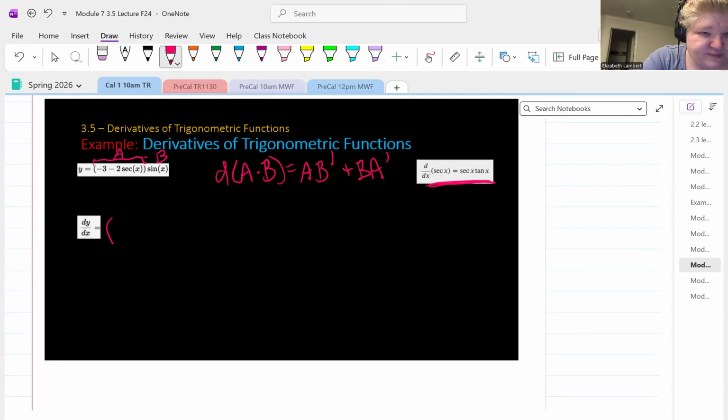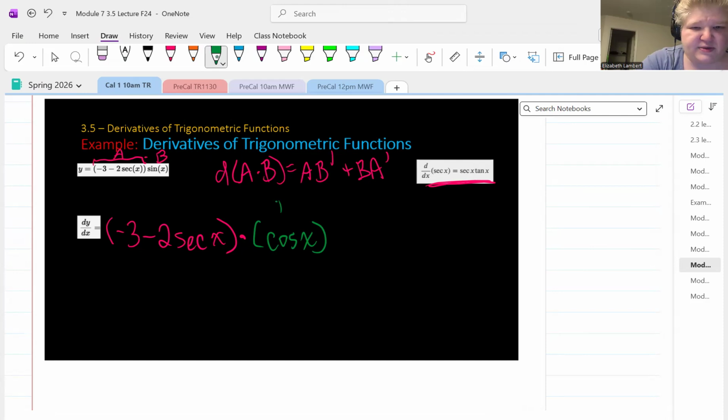So -3 minus 2 secant x times my derivative of B. So B is sine x. So derivative of B, derivative of sine x is cosine x. So this is B prime. This is A. And then we have a plus in between. So I make my extra plus.